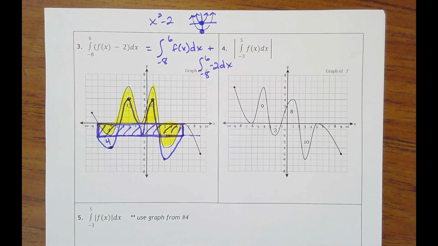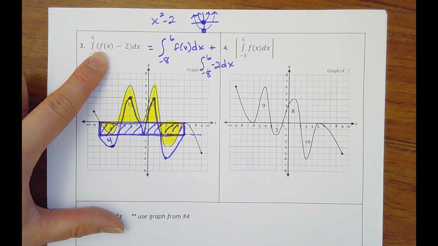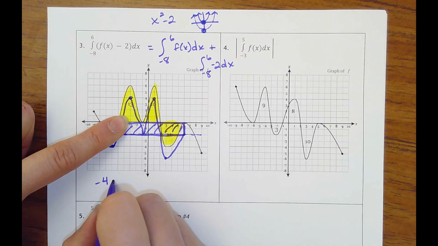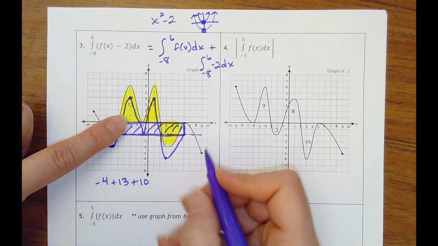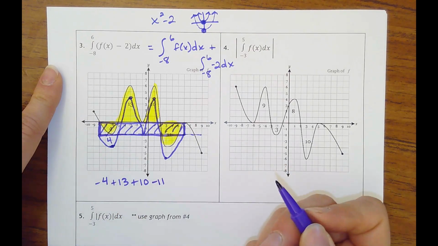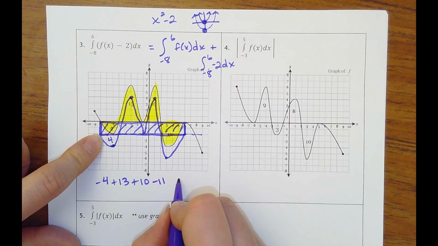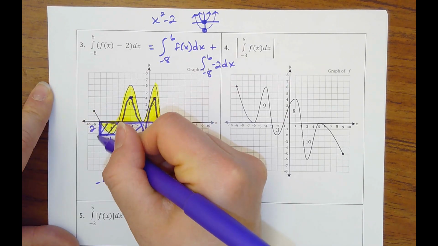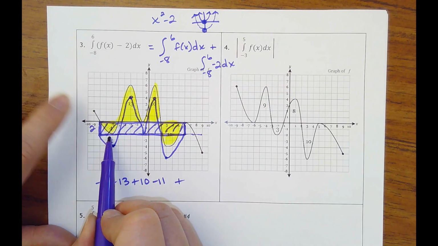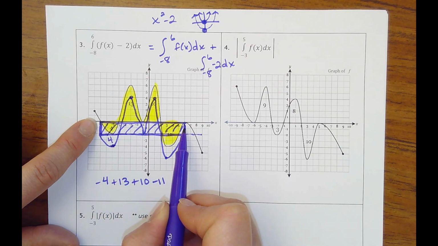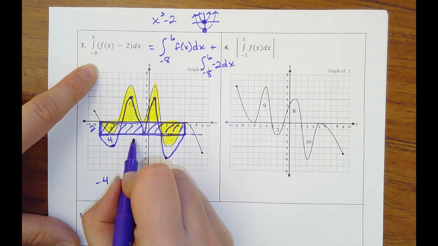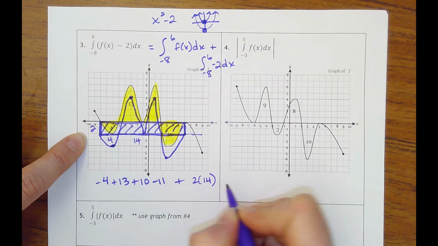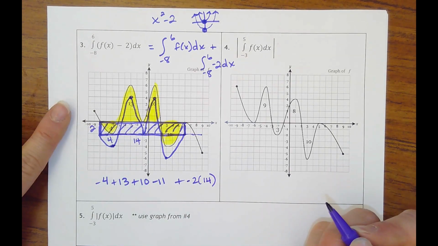So what I want you to think of is you're just finding the area of f of x like normal. So that was going to be negative 4, plus 13 plus 10 minus 11. But then we're going to have to also add the rectangle to it, which since we went down 2, we know that's a height of 2 and a length of, we're going from -8 to 6. Well, that's 6 minus -8. That should be 14 units long. So we'll have 2 times 14. But since I'm down below, that's going to be a negative.